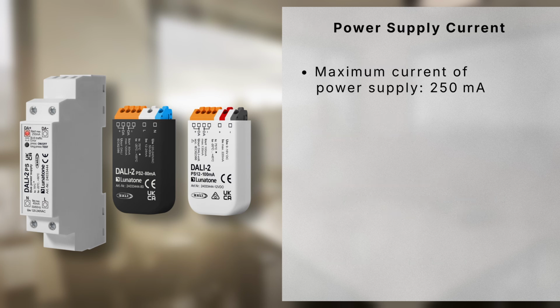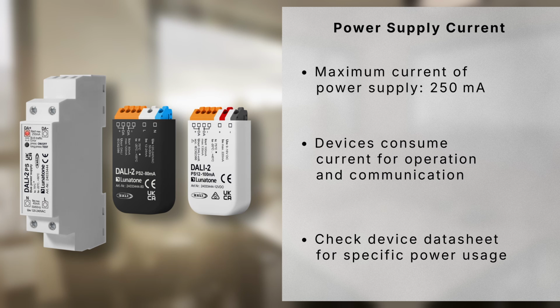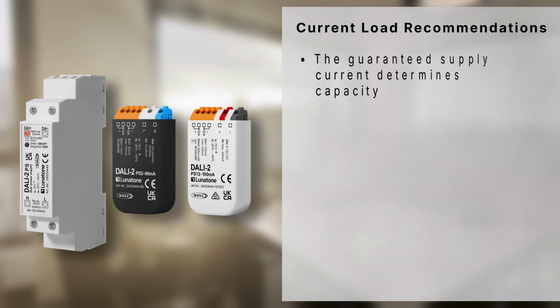The total current available on a DALI line is limited to 250 milliamps. Exceeding this may damage devices, as they short the bus for communication. Each device draws power for both operation and communication. You can find specific power consumption details in each device's datasheet. The guaranteed supply current of a DALI PS is the key value to consider when selecting a power supply.